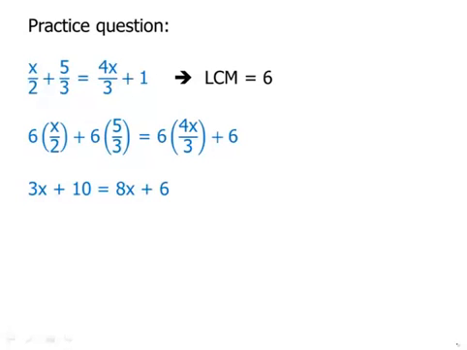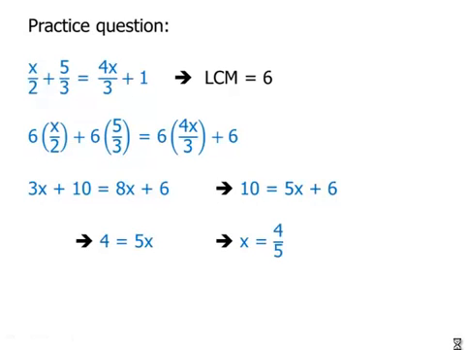And we'll subtract 3x from both sides. We'd rather subtract in a way that will give us a positive. That's why we subtracted the 3x rather than the 8x. So we subtract the 3x from both sides, we subtract the 6 from both sides, and then we divide.